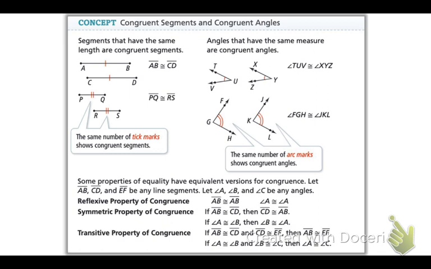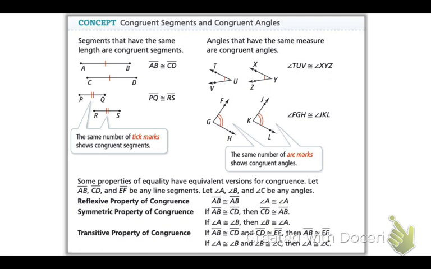Here are some statements. They're called properties. Reflexive property. If AB is congruent to AB, is a segment congruent to itself? Yes. Is an angle congruent to itself? Yes. Okay. Symmetric property. AB is congruent to CD, so that means that CD is congruent to AB. Left to right, right to left.